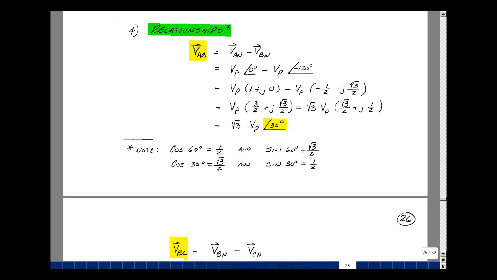This lesson deals with line and phase relationships. You can find these notes in the ECE202 ebook in chapter 16, starting on page 25. In our last video, we showed some relationships between line voltages and phase voltages.